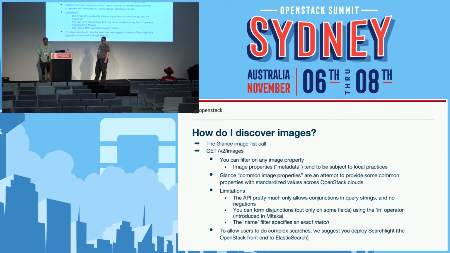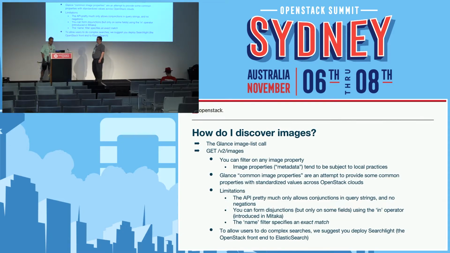The other limitations in doing image discovery is that the API really only allows conjunctions in query strings. So you can't do any kind of negations. So it limits the way you can search for things. There's an in operator that was introduced in Mitaka that does allow you to specify a list of things, and then you can get the results that match one of the items in the list. And that can be useful. The other thing is the name filter specifies an exact match, not a fuzzy match. So it's sometimes counterintuitive when people are using the name filter that they don't get results that they expect.